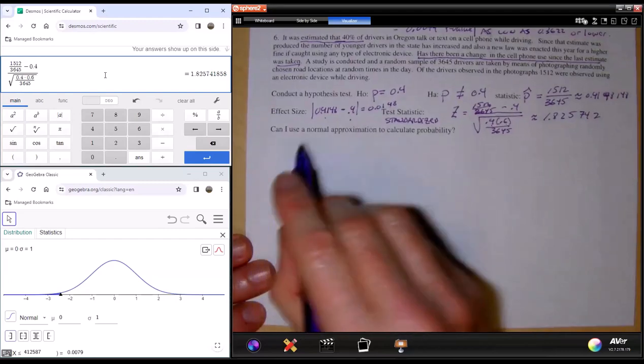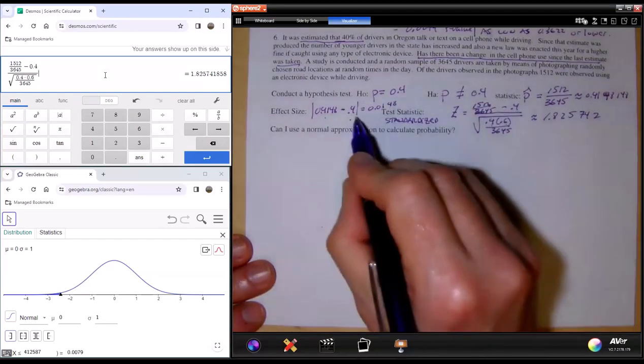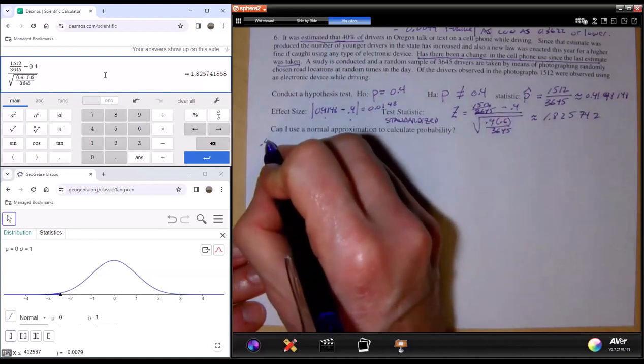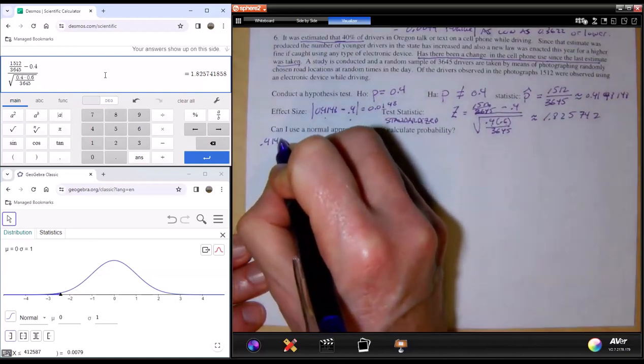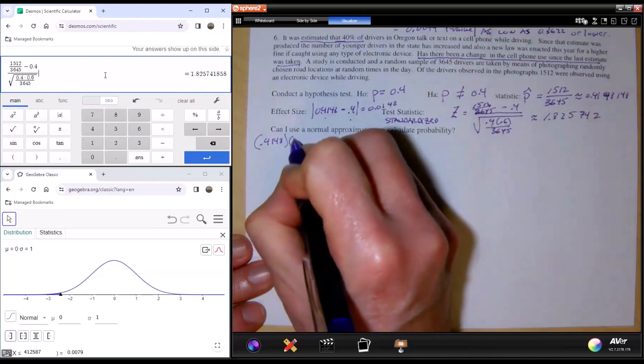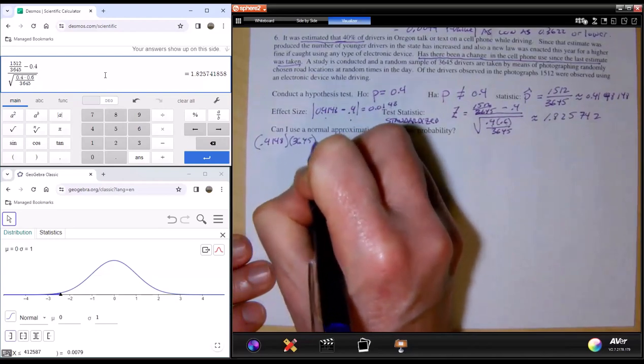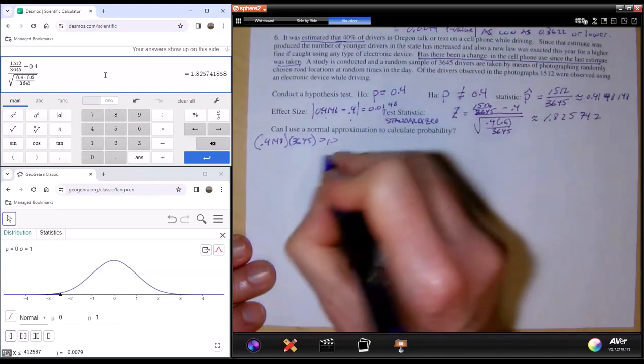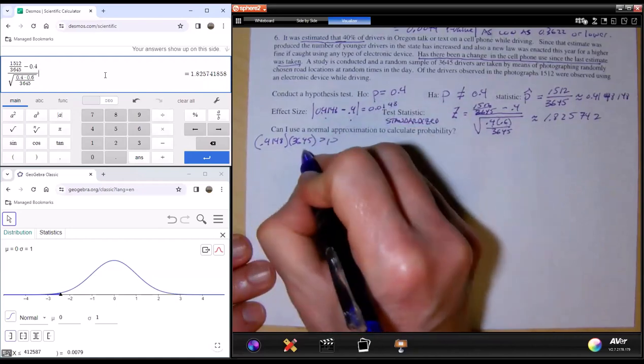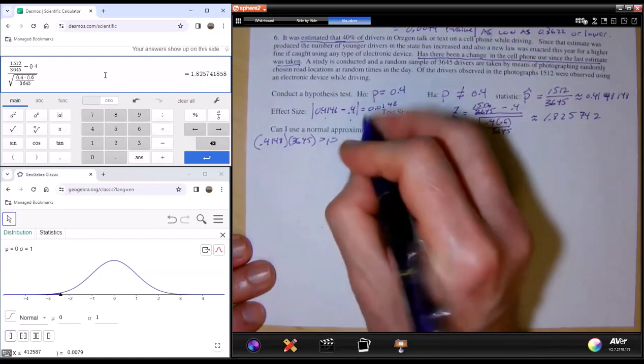Can I use a normal approximation? Well, the sample size is huge, but again, I need to do this calculation, and I can see that this is very close to 50%. So yes, I can visually inspect, and it meets, again, this criteria, n times p is greater than 10 easily.